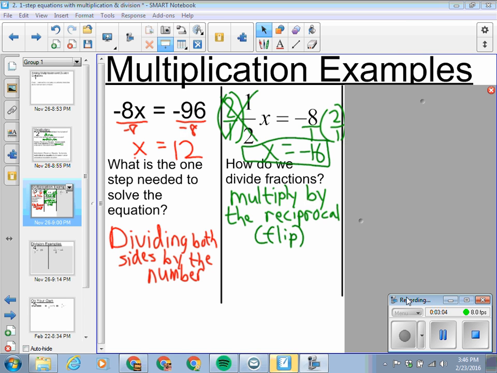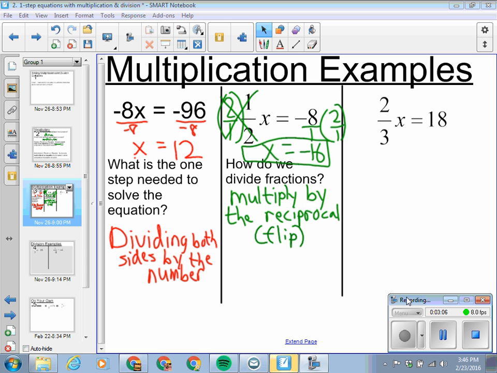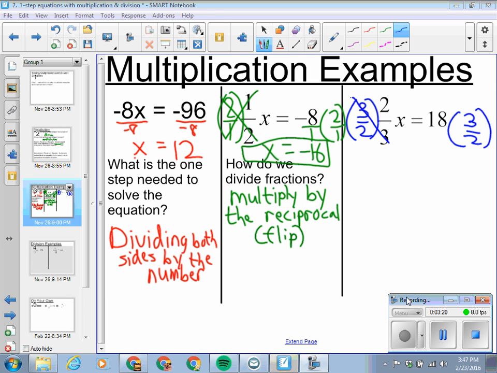Half of negative 16 is negative 8. And finally, another fraction problem. 2/3 x equals 18. Let's repeat our process by multiplying each side by that flip, 3/2, which cross cancels. Factor out the 2 and 3, left with x. Here, if you have to put the 1, we can factor out the 2 and 18. We can factor out 2, so we have 9 here and 1 here. And 9 times 3 is 27. x equals 27.